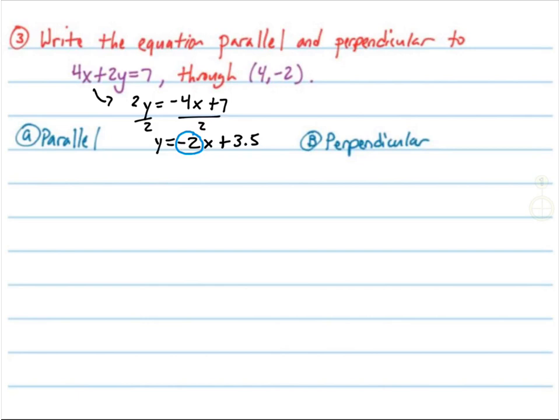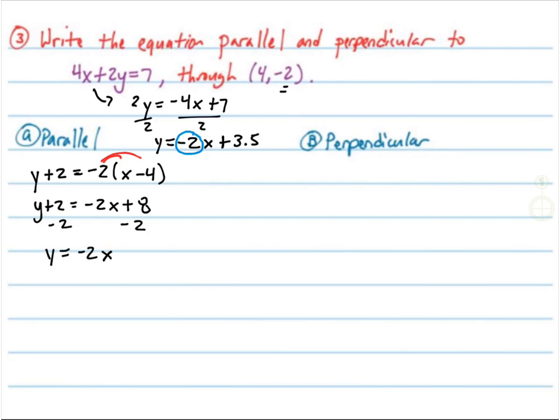Let's start by writing the parallel line. We've got y minus the y1 they gave us, so y minus negative 2 would be y plus 2, equals our slope. It's got to be the same, so negative 2 times (x minus x1). All right, we're almost there. We've got the parallel line in point-slope form. We just need to distribute in order to simplify it down to slope-intercept. So this gives us negative 2x plus 8 equals y plus 2. We'll subtract 2, and we get y equals negative 2x plus 6. So there's our parallel line equation.